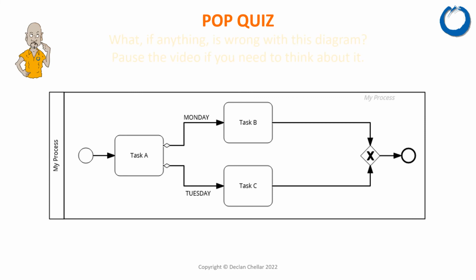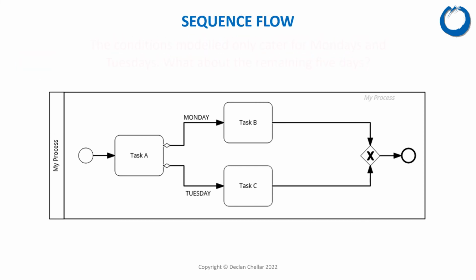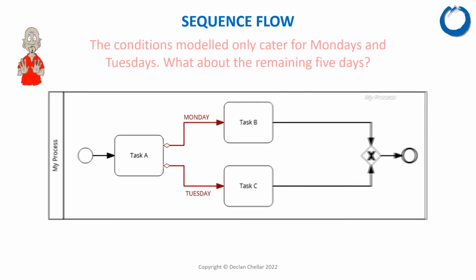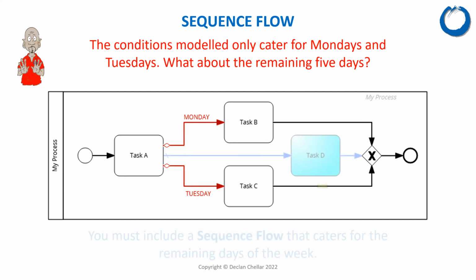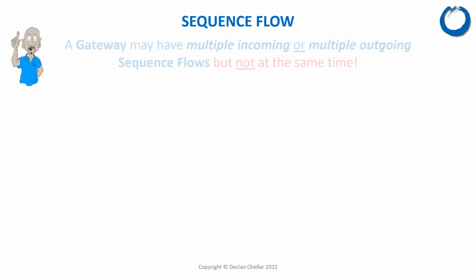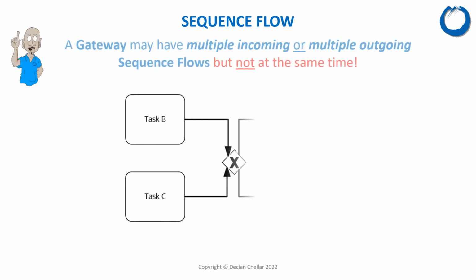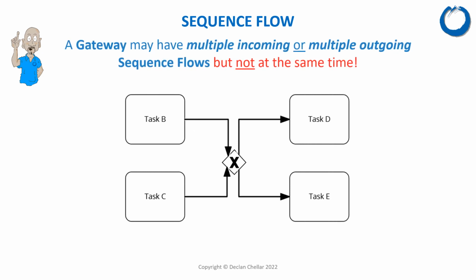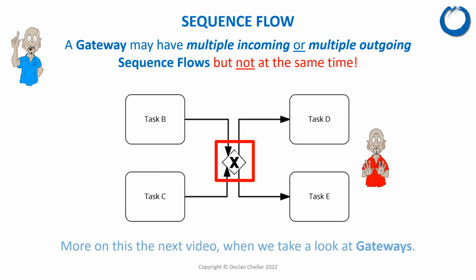What, if anything, is wrong with this diagram? Pause the video if you need to think about it. The conditions modelled only cater for Mondays and Tuesdays. What about the remaining 5 days? You must include a sequence flow that caters for the remaining days of the week. A gateway may have multiple incoming or multiple outgoing sequence flows, but not at the same time. More on this in the next video when we take a look at gateways.